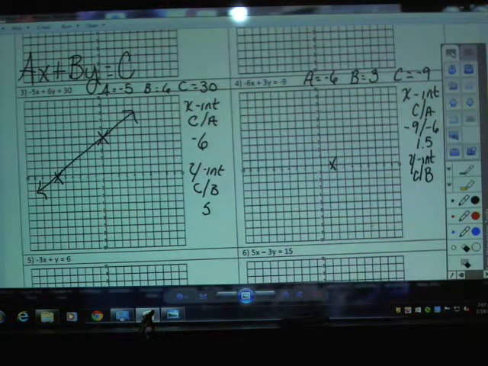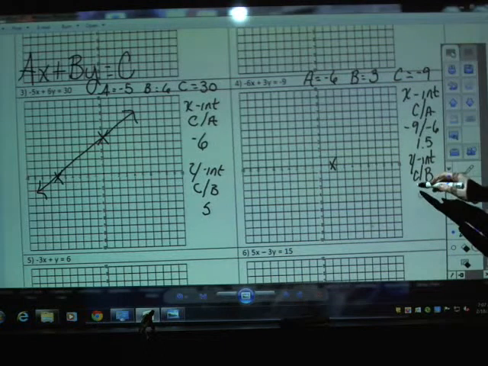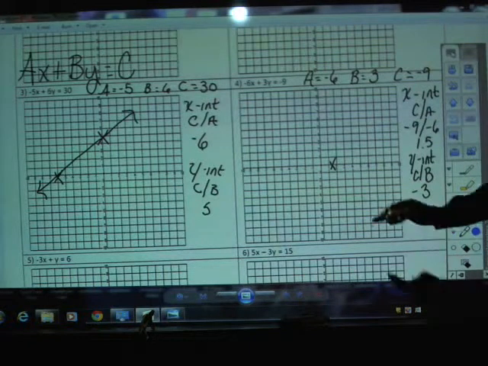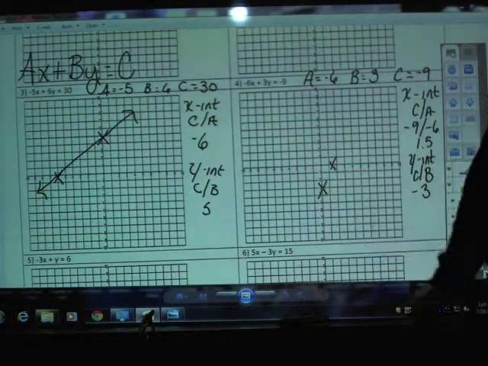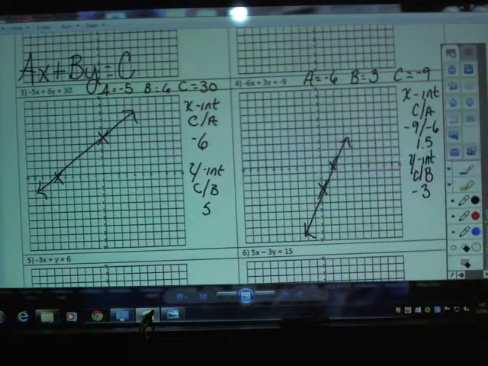Y-intercept is the C value over the B value, and some of you are probably a little more pleased with that, because this is going to be negative 9 over 3, or negative 3 when we divide. So the y-intercept is negative 3. So the dot goes through the y-axis here at negative 3. Connect my points, and there's the graph of negative 6x plus 3y equals negative 9.